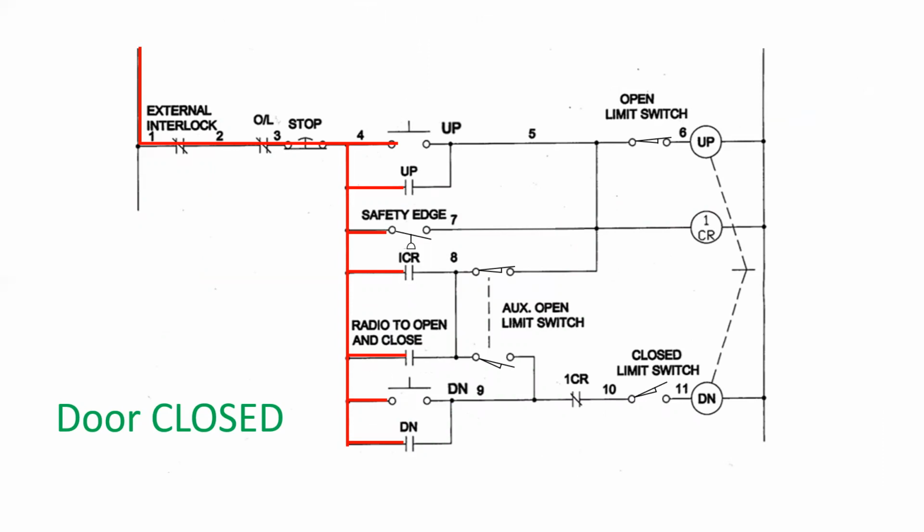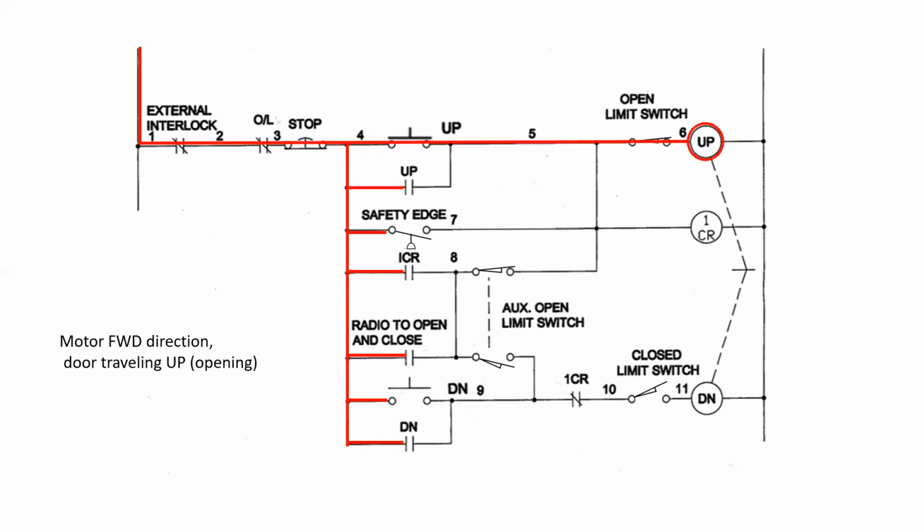So let's go through the process. I'm going to press the open button down. And what that will do is it will energize the up coil. Now it will cause a change in state in the up contact, but also I want you to watch the closed limit switch. Notice that as the motor is running, the door is now moving. And because of that, the closed limit switch on the bottom closes.